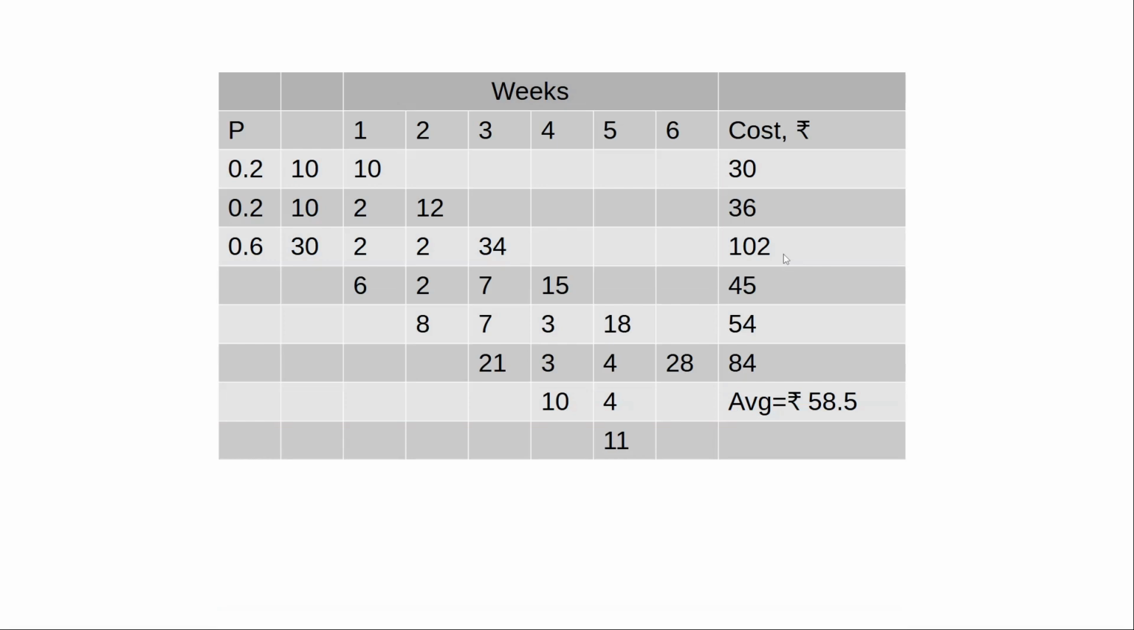We keep doing this for the subsequent weeks, and what do we find? Yes, after that 15 bulbs would fail, after that 18 bulbs would fail, then 28 bulbs would fail, and the cost of replacement would be 45, 54, and 84 as we advance. So the average replacement cost will now be 58.5 rupees.